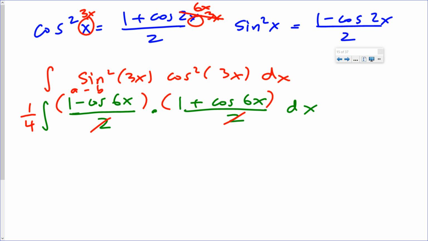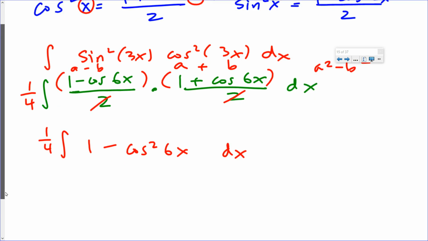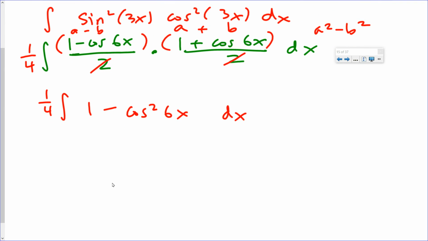But there is kind of a pattern here. This is a minus b, and this is a plus b. So what's a minus b times a plus b? Do you remember? A squared minus b squared. So this is going to be 1/4 the integral of 1 squared, which is 1, minus cosine 6x squared, which is cosine squared 6x, dx.